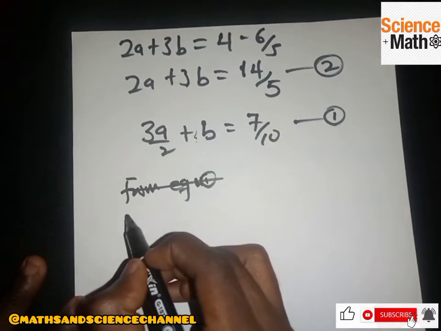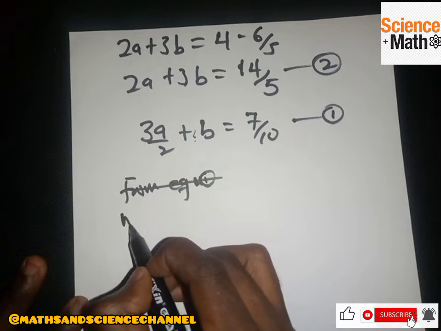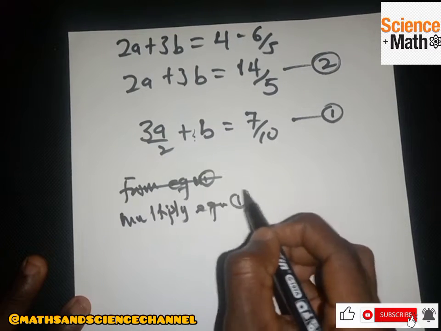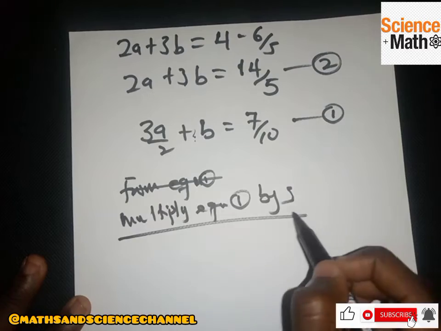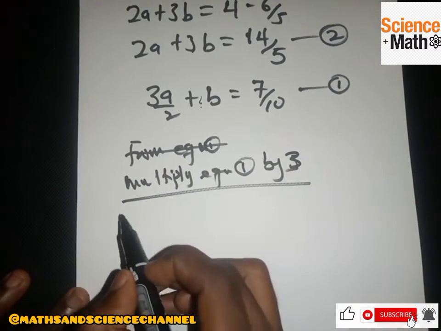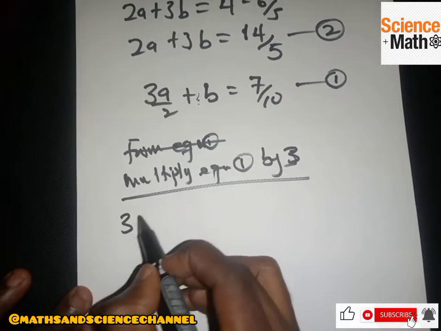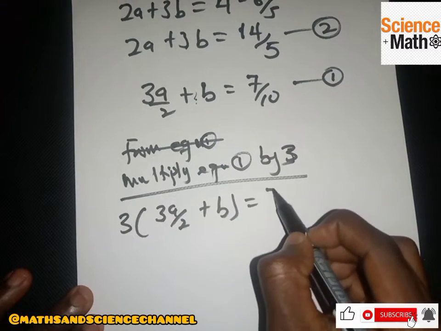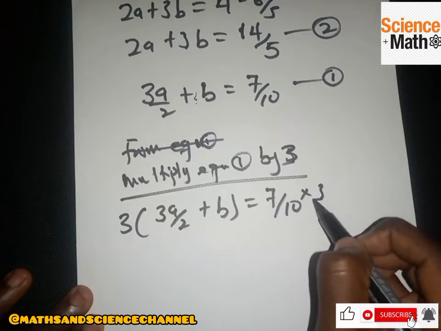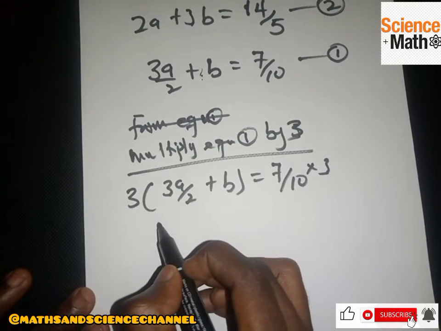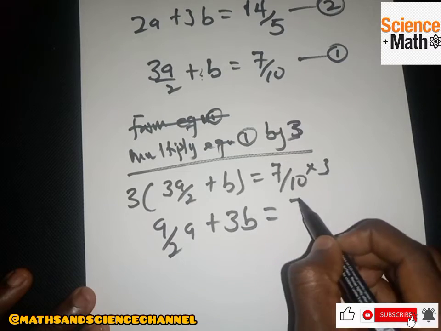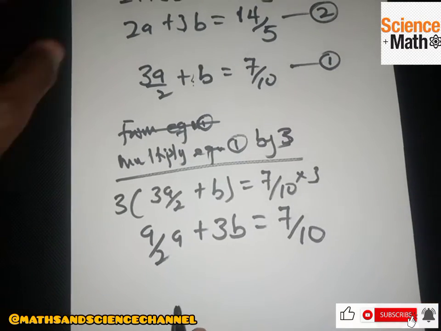So we are multiplying equation 1 by 3, and doing that we have 3 into bracket 3a divided by 2 plus b being equal to 7 over 10 multiplied by 3. So we have 9 over 2a plus 3b being equal to 7 over 10 multiplied by 3 in this case.